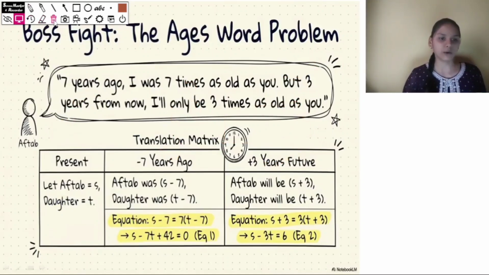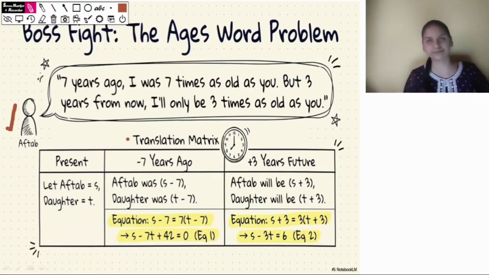Now, age word problems. These are the most interesting problems where you'll be finding ages. Ready? Boss fight. Now, see, Aftab is a father's name. He's a father in the sense he has a daughter, like your father is also a father.